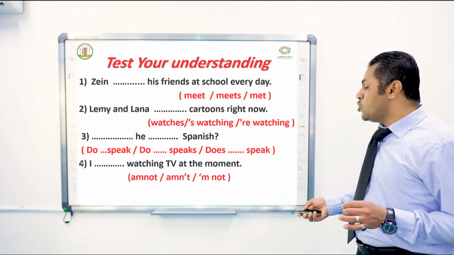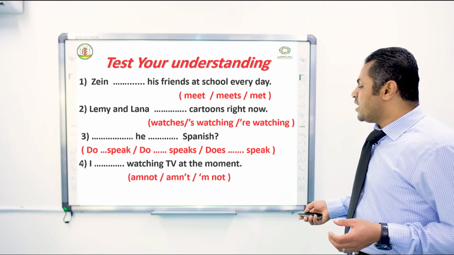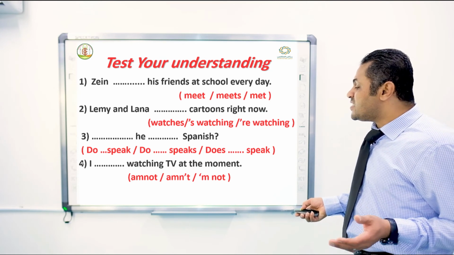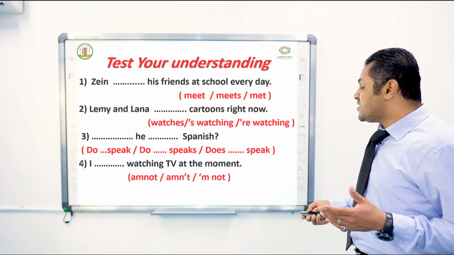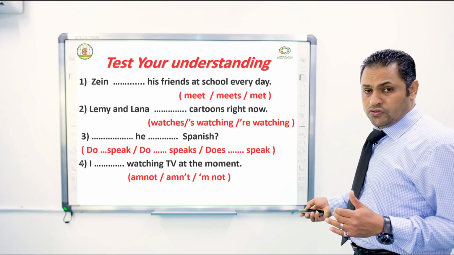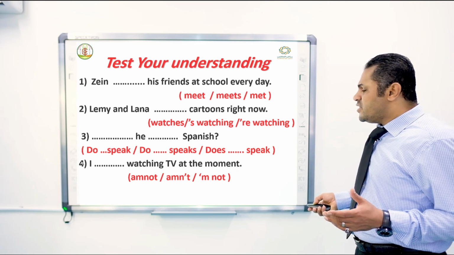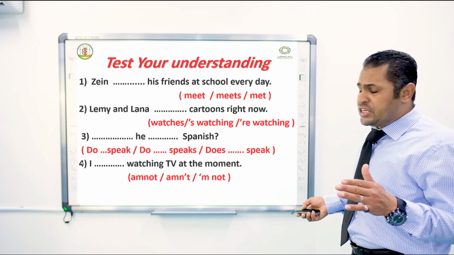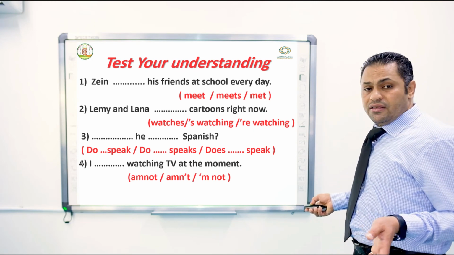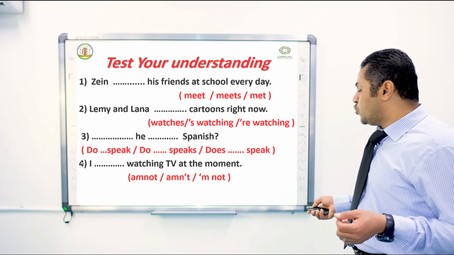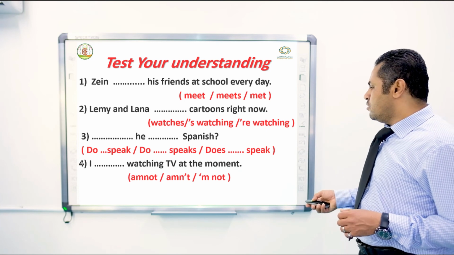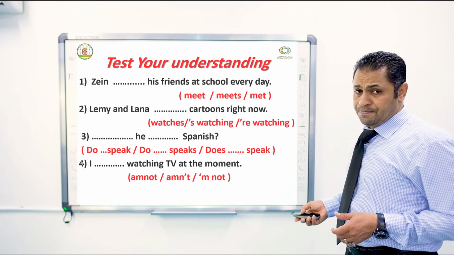The first one, am not, the form is right, but in terms of punctuation it's wrong, because there must be a space between the verb to be and the negative not. Here, amn't. There is nothing in English called amn't. It's a wrong form. But here, the am is abbreviated into apostrophe m with not, and that's right. So the answer will be, I'm not watching TV at the moment.